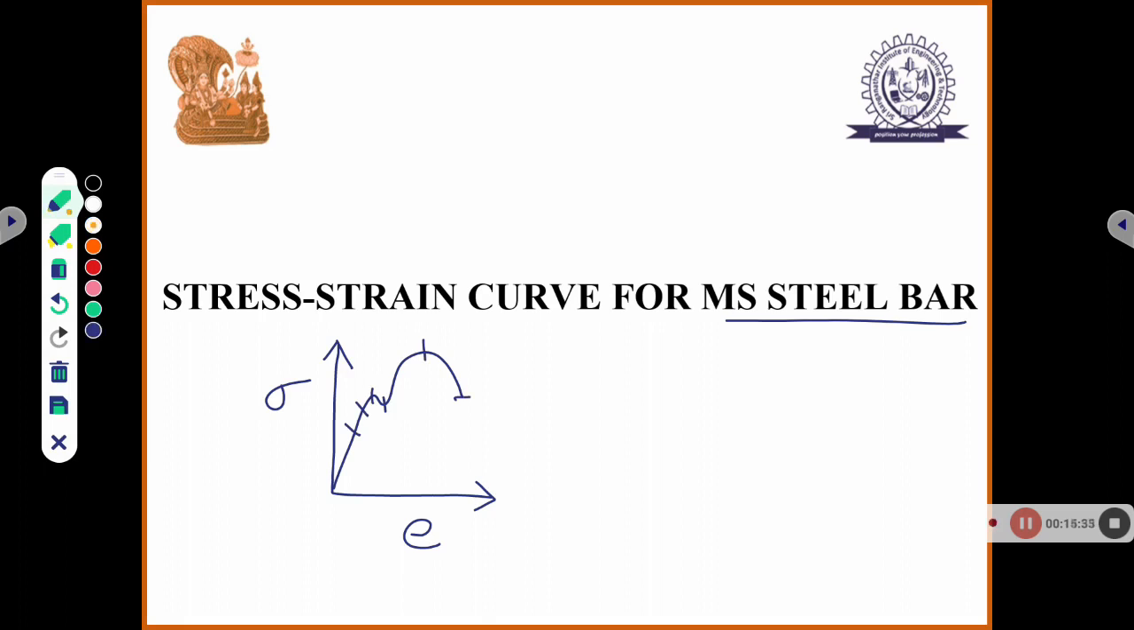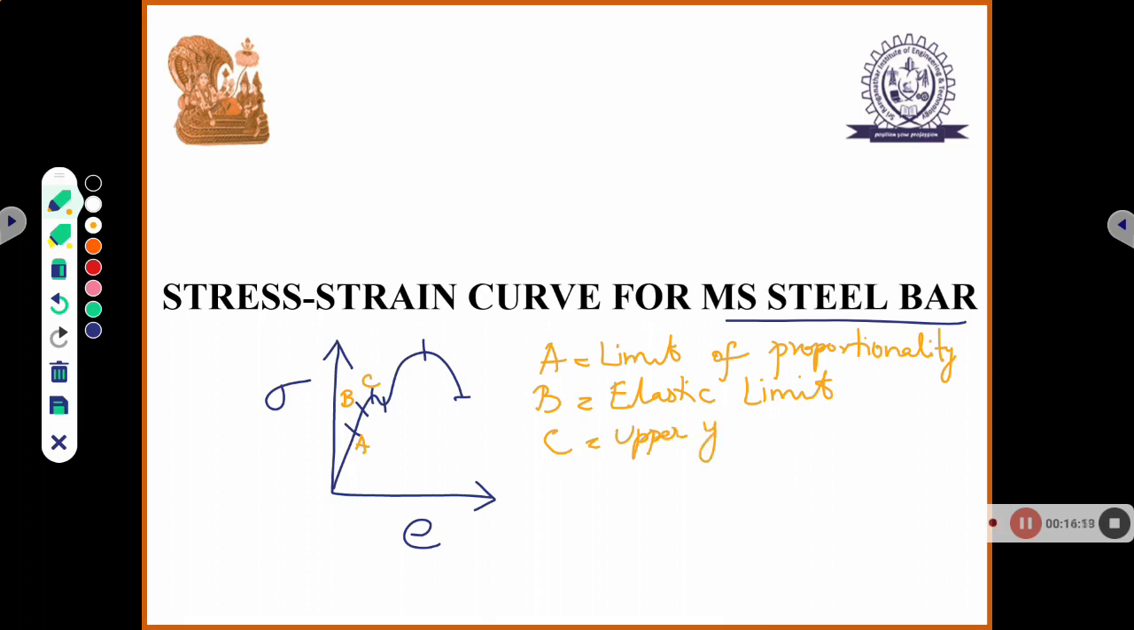So what is point A means? A represents limit of proportionality. So first I explain all the points, then I will elaborately explain the remaining points. So first one, A is limit of proportionality. Then second point is elastic limit. B is elastic limit. Then third one, C is upper yield point. And D is lower yield point. And E is ultimate point.